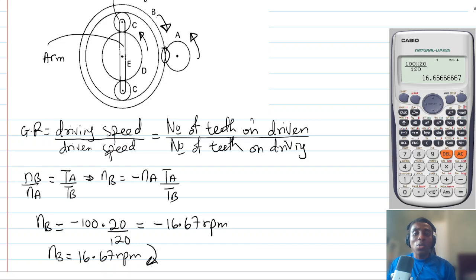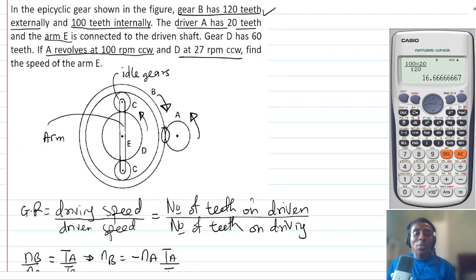Now someone will ask, why not include C? As I said, these two gears, C here and C here, are actually idlers, or idle gears. They don't contribute to anything. They are just helping us to mesh E and B. They are just holding the arm for us.